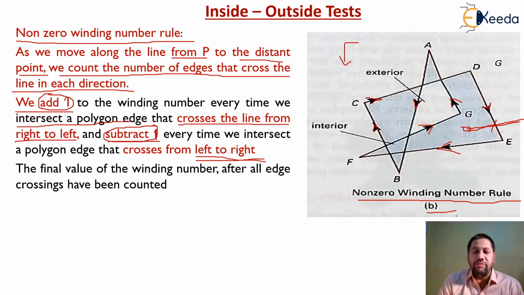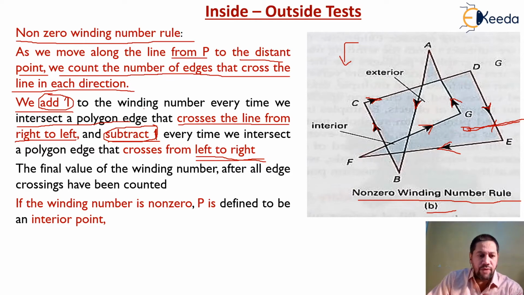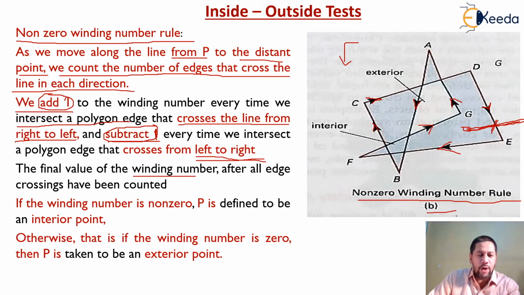Now, if it is 1, will it be interior or exterior? That is what I have written: the final value of the winding number after all edge crossings have been counted. For this particular point and line, there is only one crossing edge, so 1 is added. If the winding number is non-zero, here it is 1, then P is defined to be an interior point. So I can find this is inside the polygon, filled with the color.